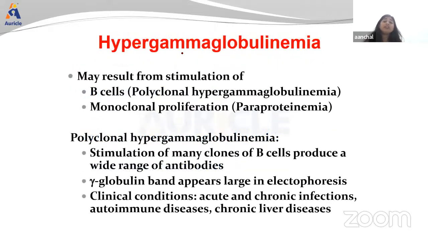Then next we have hypergammaglobulinemia, which may result from the stimulation of beta cells and monoclonal proliferation. In polyclonal hypergammaglobulinemia, stimulation of many clones of beta cells produces a wide range of antibodies, and here the gamma globulin band appears large in the electrophoresis, right? So here in electrophoresis, its band appears very large. Clinical conditions include acute and chronic infection, autoimmune disease, and chronic liver disease.